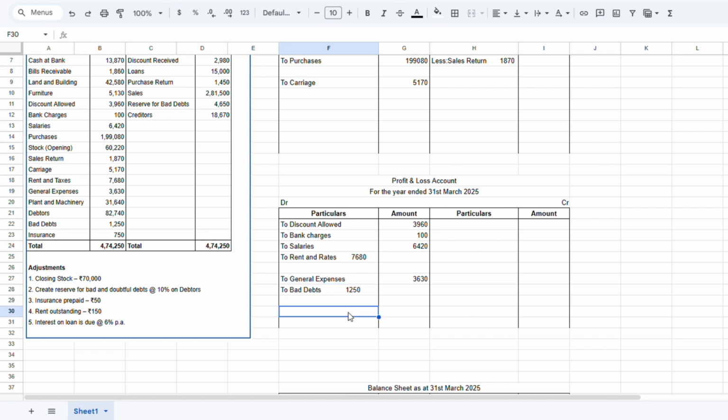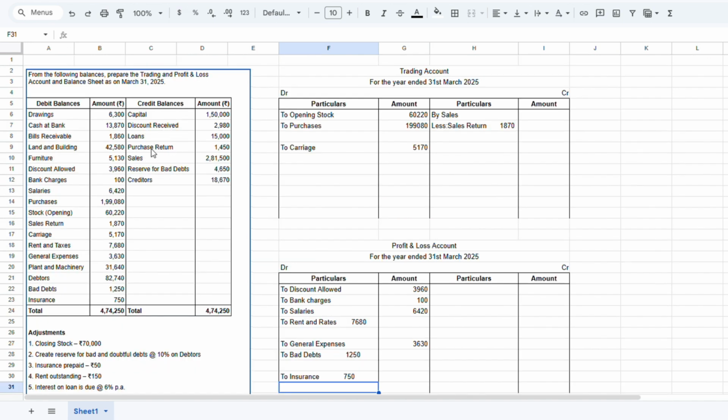Next we have insurance 750. Insurance is an expense for the business, so it is an indirect expense. So profit and loss account debit side. We have an adjustment, so we will take it in the inner column. To insurance, how much? 750. Then we have an adjustment, so we'll leave a line.